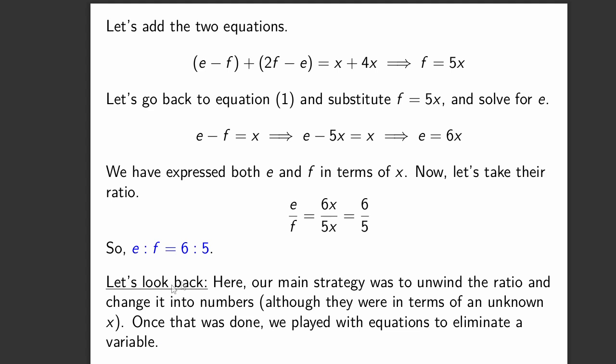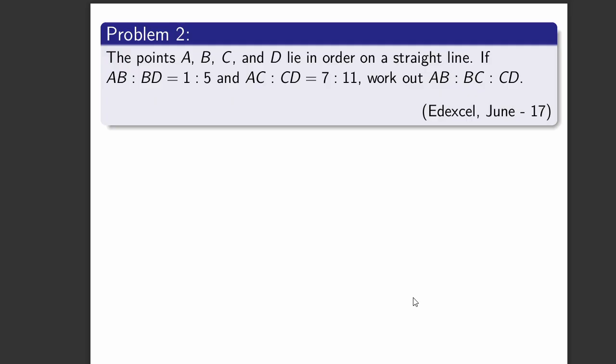Okay, so looking back, our main strategy was to unwind the ratio and change it into numbers, and once that was done, we solved the equations and eliminated the variable x. Okay, so that's how we obtained the ratio. Let's go to the next problem.